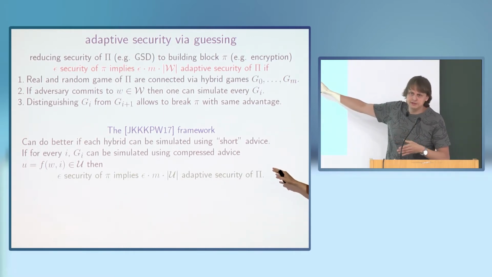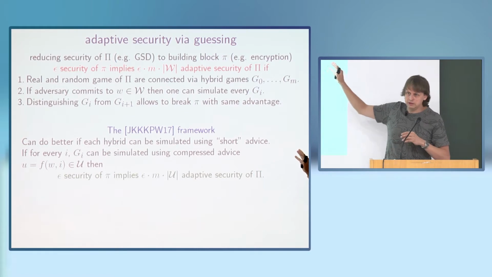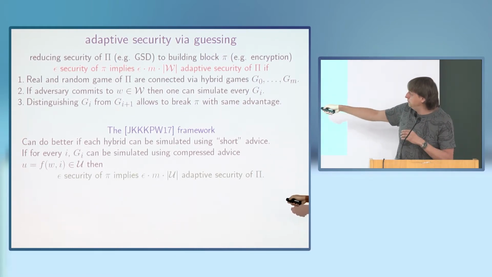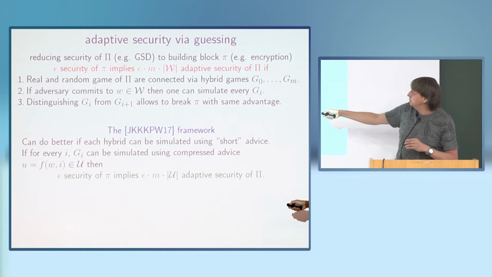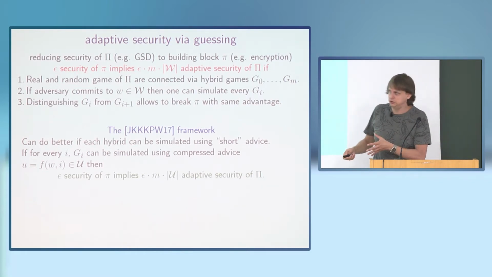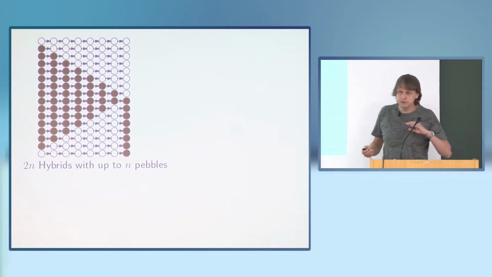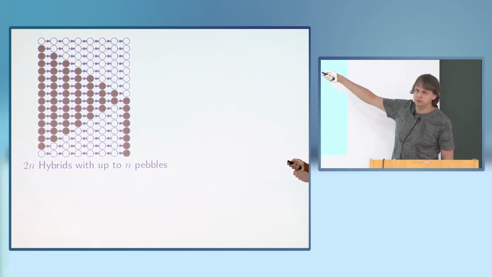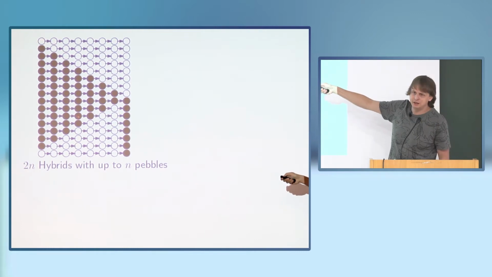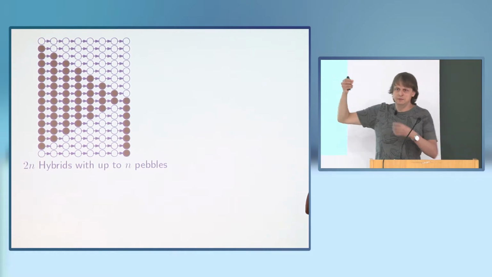And this framework basically tells you whenever you have that property, you can show that the loss is not exponential in the size of this set W, but instead just in the size of this much smaller set. So for every hybrid Gi, we can somehow compress this witness, and you can use a different compression for each hybrid to something much shorter, U, and then the loss is only exponential in this U. So how does this help? This is interesting, of course, if U is much smaller than W. For the hybrids that I showed you before, from the real to the random game, it doesn't really help, right? Because I don't see how to compress, for example, this configuration, because you have to put pebbles on half of the nodes.